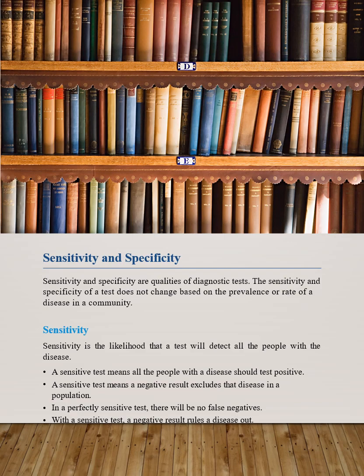Sensitivity is the likelihood that the test will detect all the people with the disease. Number one, a sensitive test means all the people with the disease should be positive. Number two, a sensitive test means that a negative result excludes that disease in the population. Number three, in a perfectly sensitive test, there will be no false negatives. And number four, with a sensitive test, a negative result rules the disease out. Let's go to the next slide, number 2.